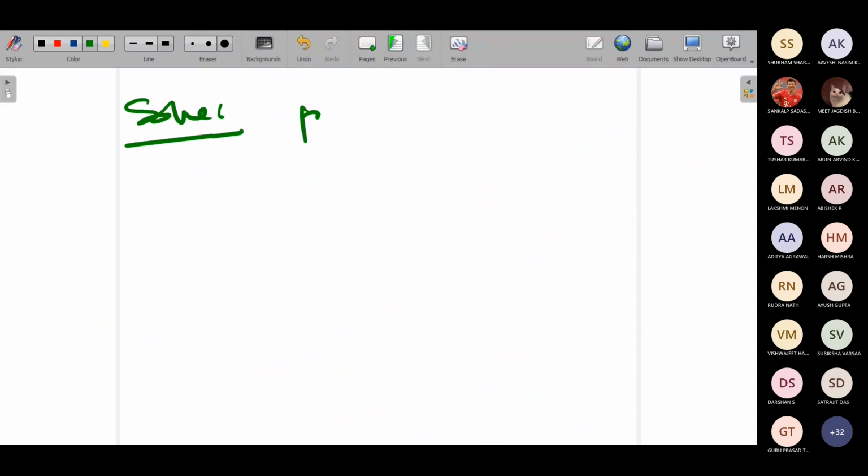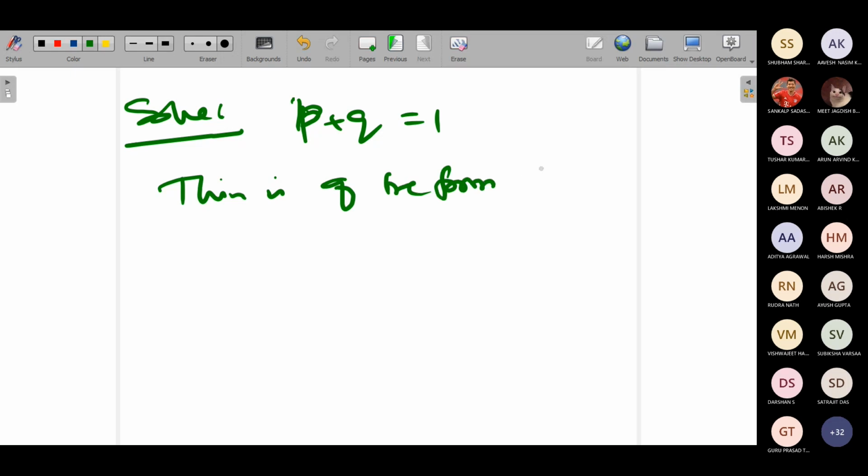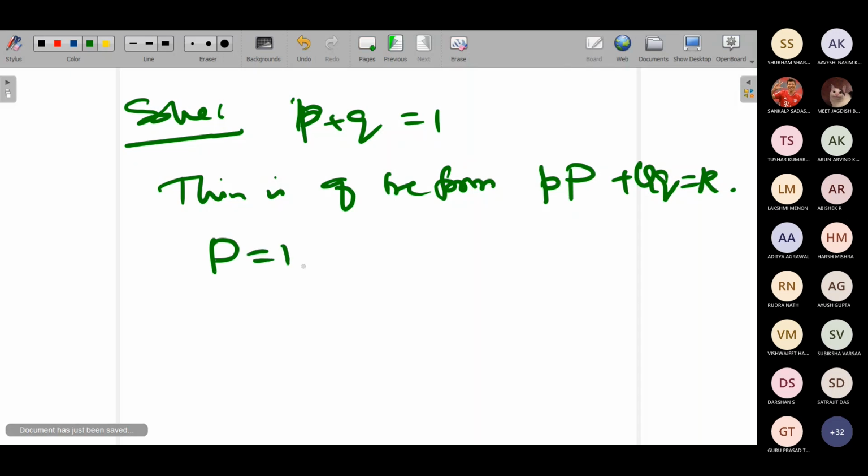So I gave you the equation: small p plus q is equal to 1. This is of the form capital P p plus capital Q q equal to R. Now what is your capital P here? Capital P is 1. Capital Q is 1. And R is also 1. The coefficients of p and q are 1, 1, and even the constant R is 1.